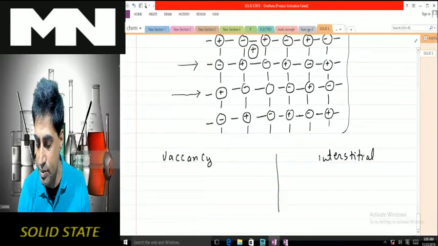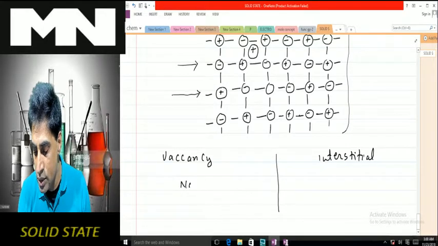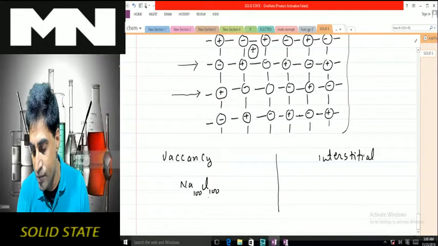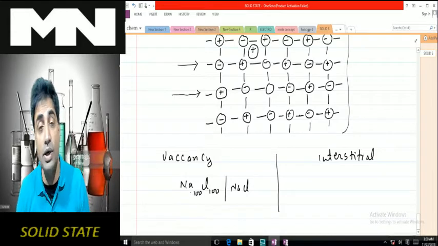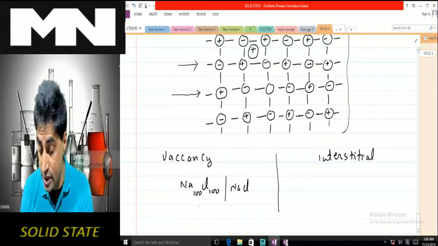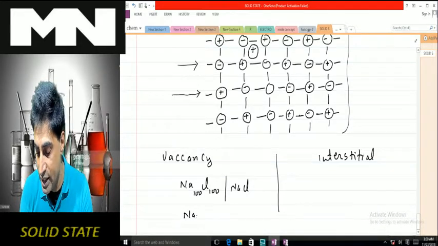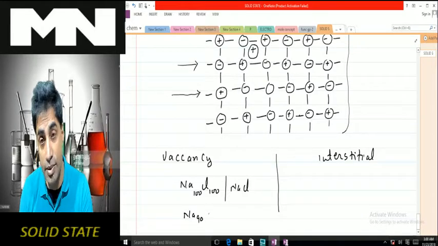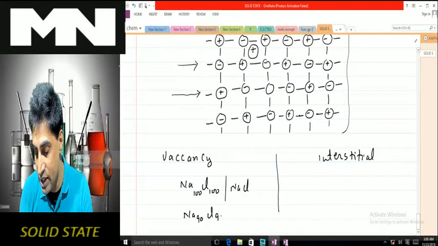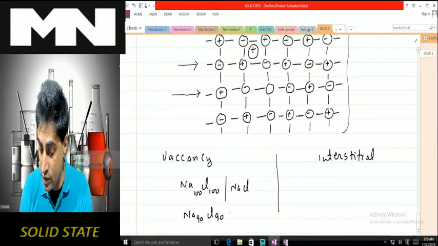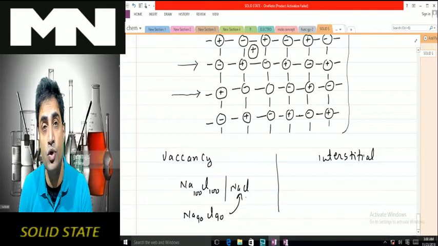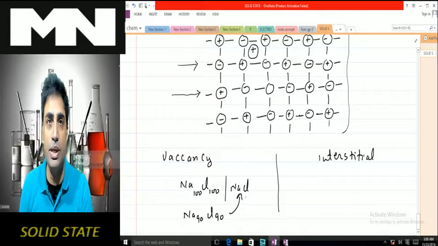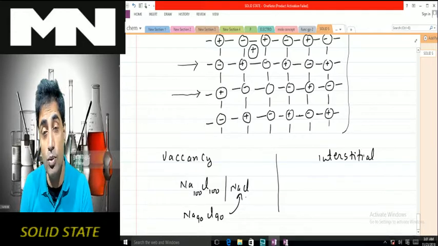For example, if I talk about sodium chloride, say I have 100 sodium ions and 100 chloride ions. That's why the formula was NaCl. Now out of 100 Na+, 10 Na+ are missing. So I have 90 Na+. And the same number of chloride ions are also missing. So I have 90 Cl-. Again the formula is NaCl. So the formula is not changing. That means the same number of cations and the same number of anions are found missing. Such an imperfection is vacancy.